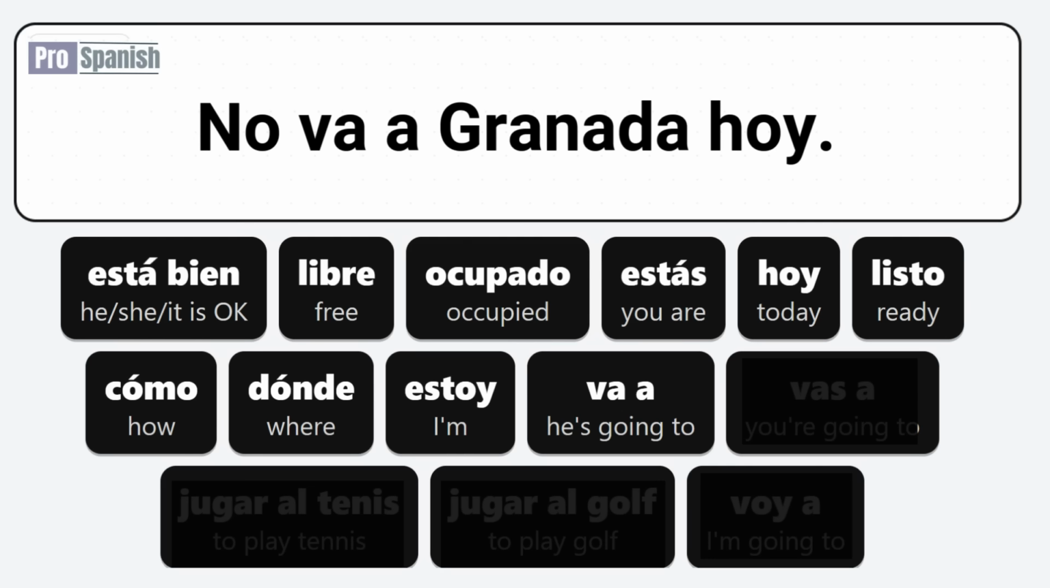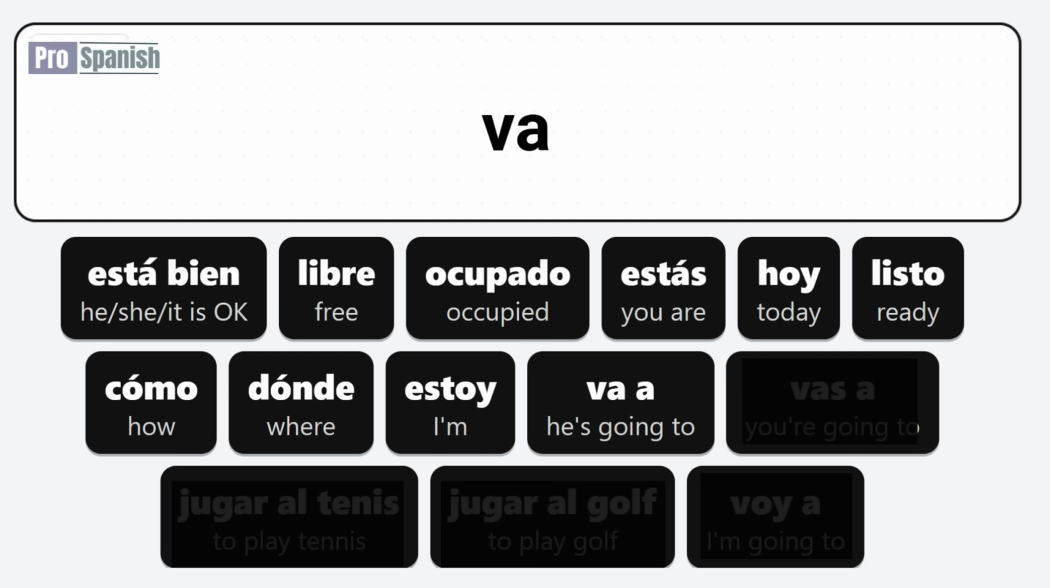And if he, she, or it is going to, is va a, what would it be just to say it's going? Just the one word, it's going. Well, it would just be va. It's going, va. How would you say it's going fine or it's going okay? Va bien. So va bien. It's going okay. How would you say it's not going okay? No va bien. And that would be quite a common thing to say in Spain. No va bien. It's not going well.